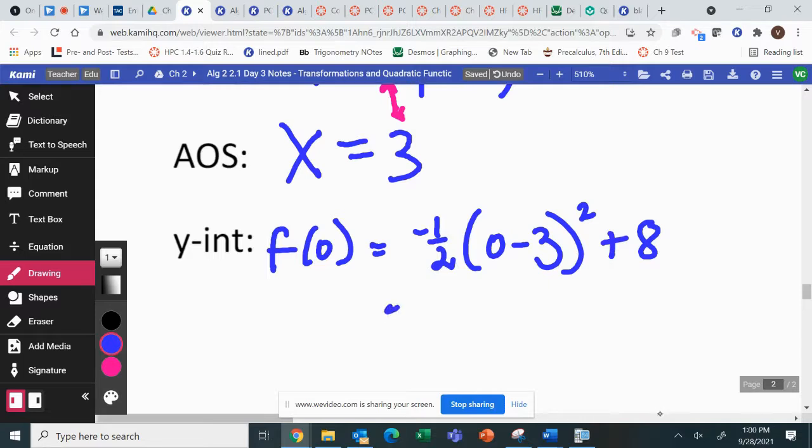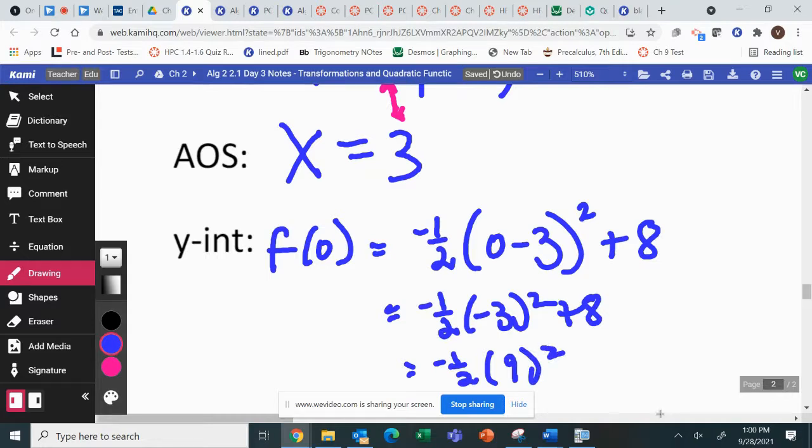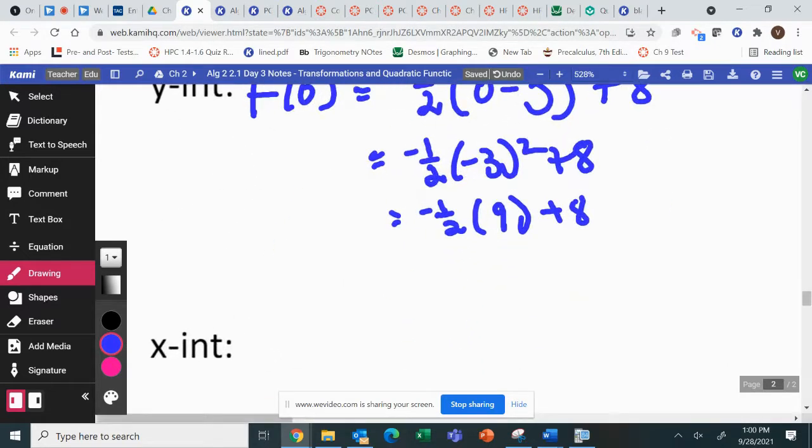So we're going to simplify this. We get -1/2. I got -3 squared plus 8, which gives me -1/2 times +9. Oh, I did something wrong. Not squared. Plus 8. Half of 9. Anybody know half of 9? 4.5? Okay.